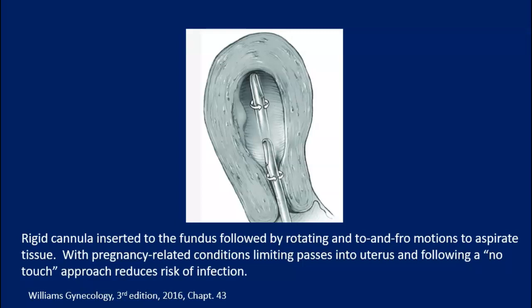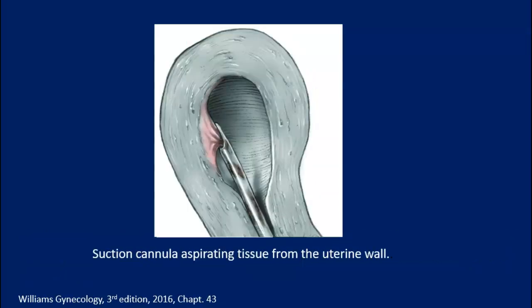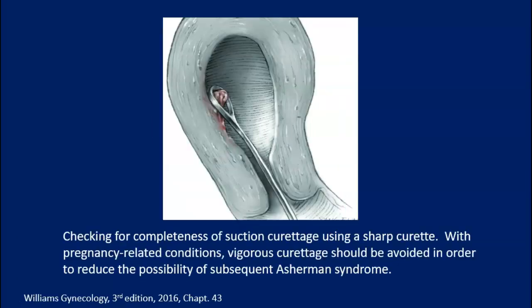In many instances, it's not necessary to go all the way to the top of the fundus to basically aspirate the contents. And this just shows a suction cannula aspirating tissue from the uterine wall. And here is a curette checking for completeness.